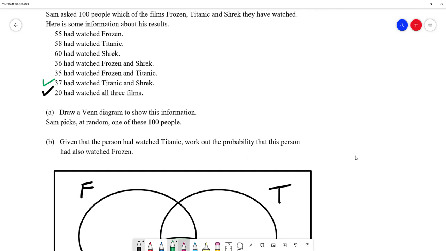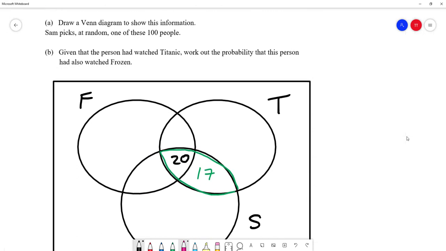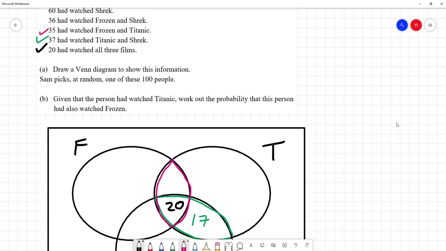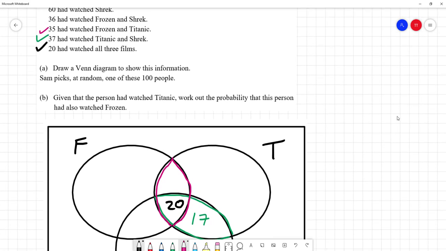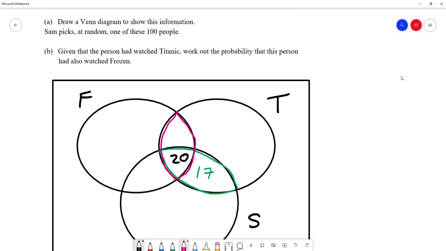Then the next section is Frozen and Titanic, and there were 35 people there. So I know that's this intersection here, so I'm going to highlight that in this color. If we go back to the question, they've told us it's 35. We've already got 20 individuals already, so we need to add on 15. That will give me 35 individuals.